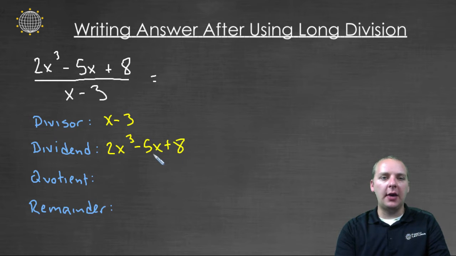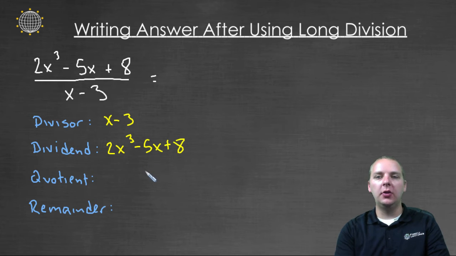And I'll spare you the algebra. If you want to go back and watch that video, you're welcome to. But the quotient after doing the long division turned out to be 2x squared plus 6x plus 13. And there was a remainder left over of 47.